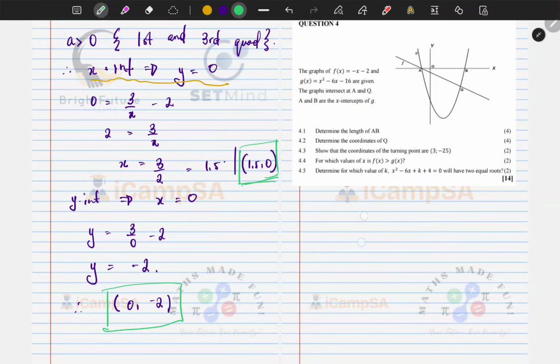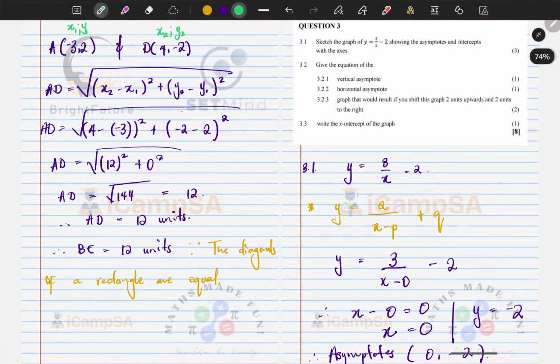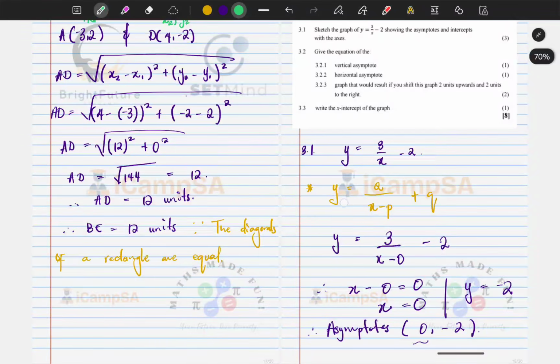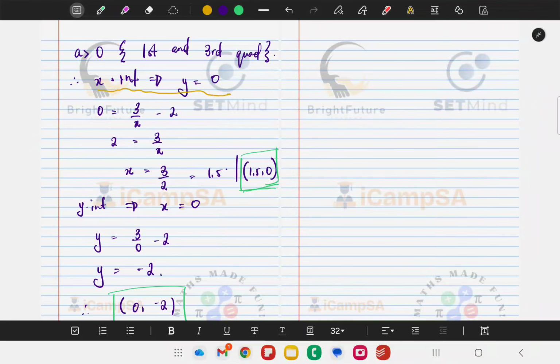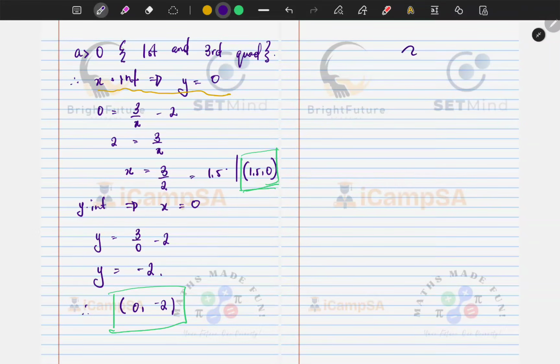So now we have our important points, right? Then we can go on and draw the graph. So in order for us to draw the graph, this will be just a rough sketch of the graph. Let's not make it bigger.